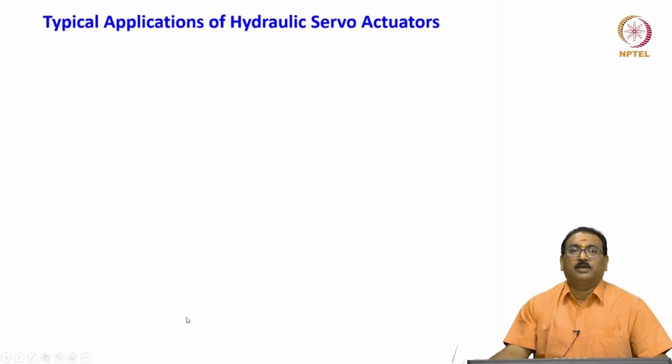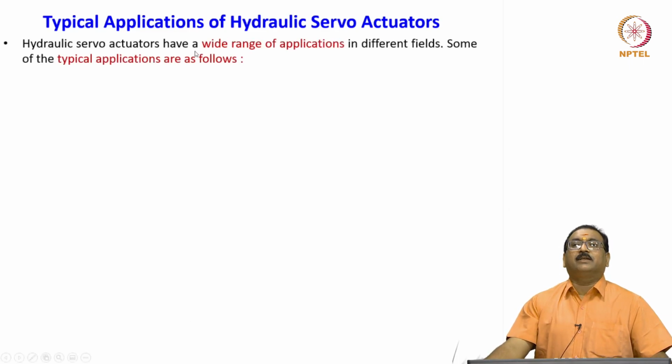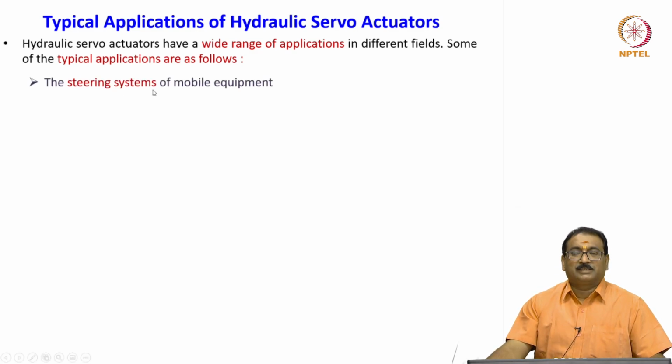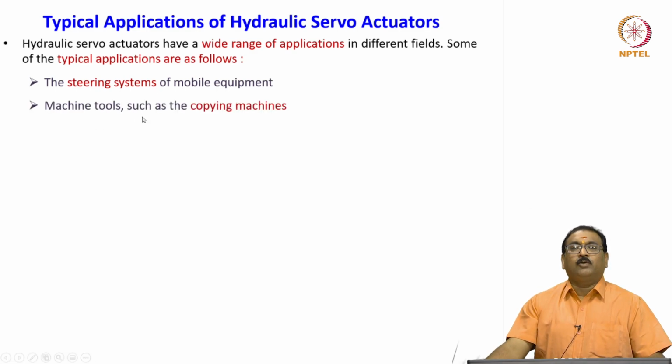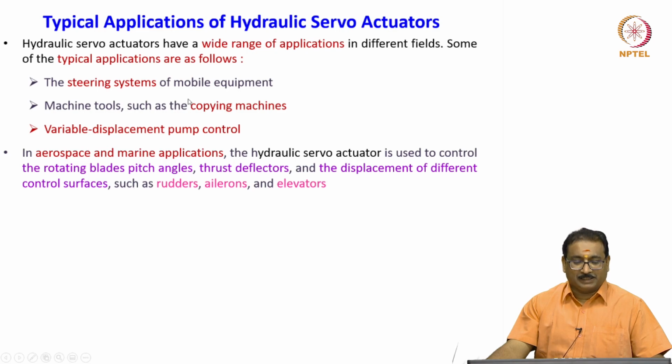Now quickly I will show you the typical applications of hydraulic servo actuators. Hydraulic servo actuators have a wide range of applications in different fields. Some of the typical applications are as follows: the steering systems of mobile equipment, machine tools such as copying machines, and variable displacement pump control is also achieved through the servo actuator. Quickly I will show you these things.